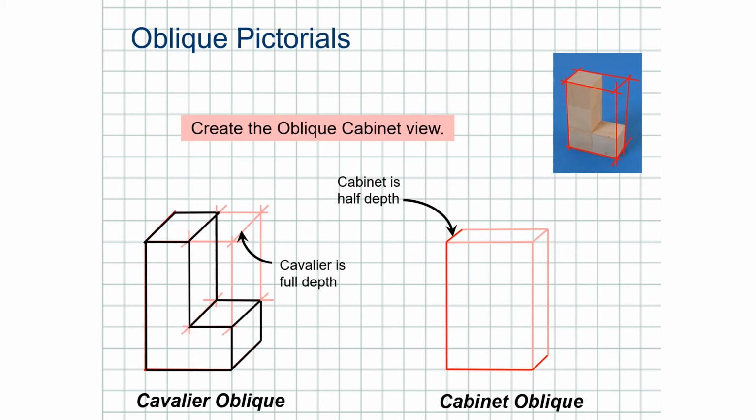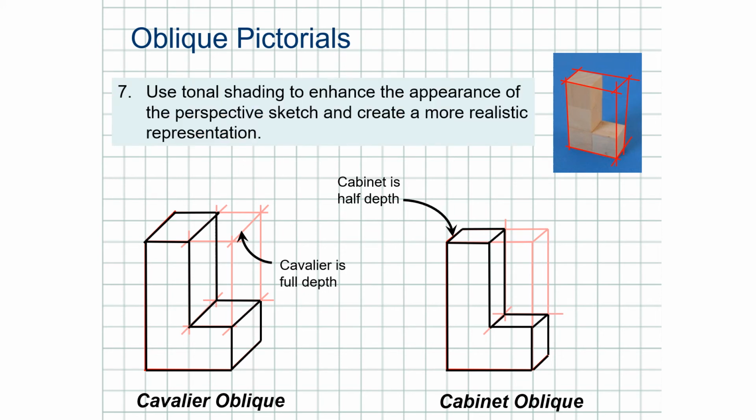Create the oblique cabinet view. Similarly, use tonal shading. This is required to enhance the appearance of the perspective sketch and create a more realistic representation. Tonal shading means there are 3 different tones: light, then medium, then dark. There are 3 different tones because there are 3 different faces.